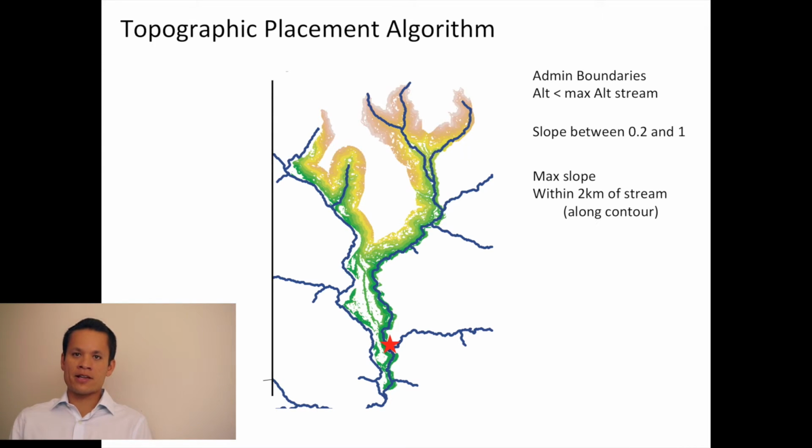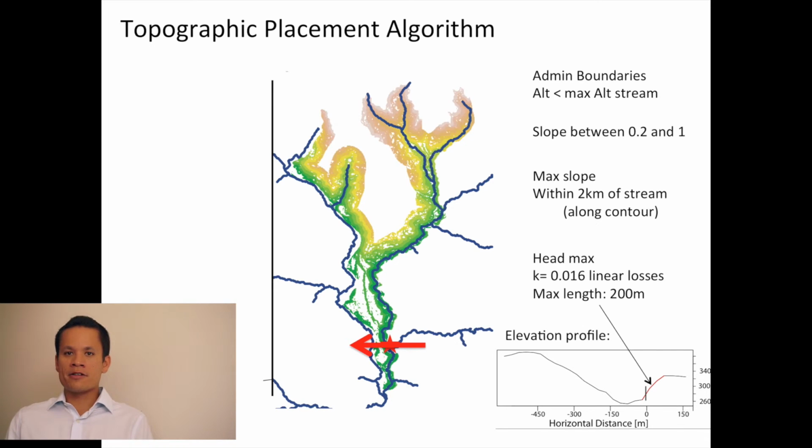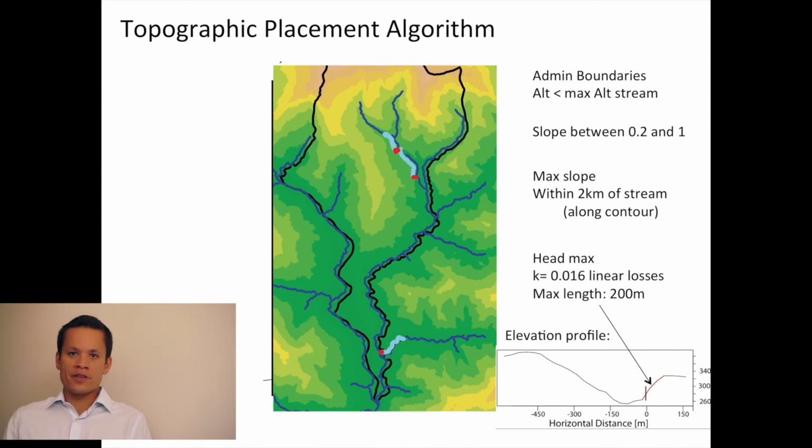Then you find the pixel that has the maximum slope, and that is within 2 kilometers of a stream, so along an elevation contour, because you don't want a canal to be more than 2 kilometers. Then you extract the elevation profile along the direction of the maximum slope on this pixel. And using a very simple algorithm based on the maximization of the head, you could find out what is the maximum length of the penstock. So where you should place your forebay and where you should place your powerhouse along this elevation profile. And then you follow the elevation contour from the forebay until you reach the river, and there you go. You have mapped your canal.